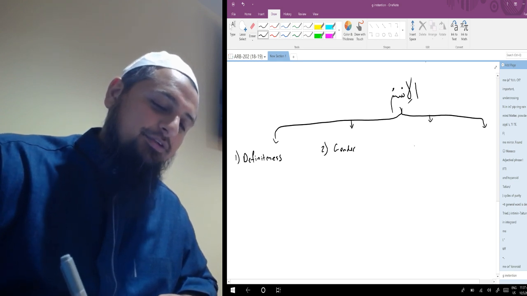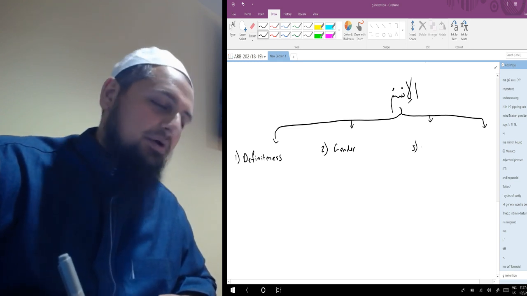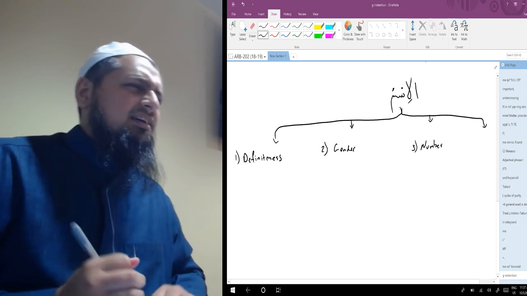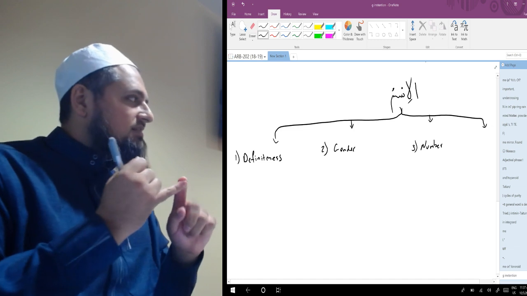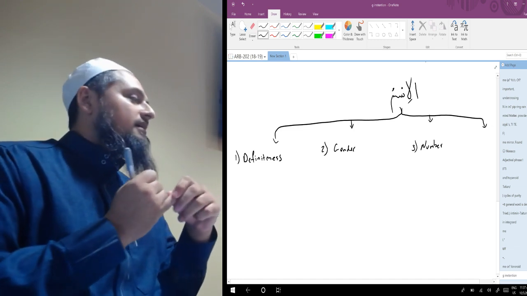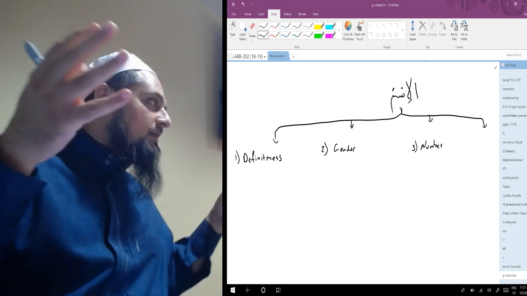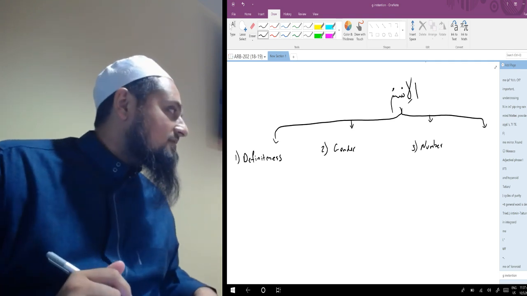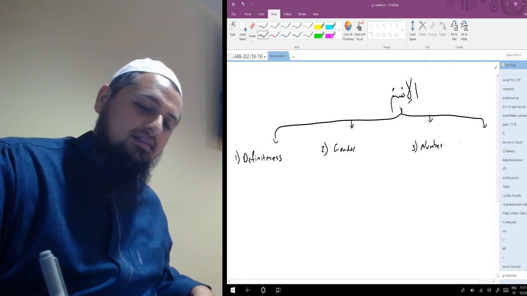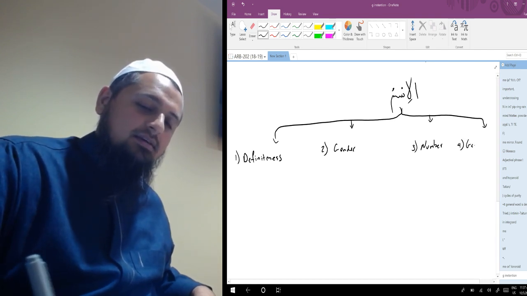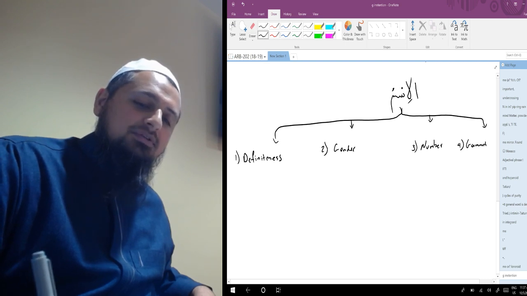Alright. The third is number, plurality. Is the noun singular? Is it talking about one thing? Is it dual? Is it talking about two things? Or is it plural? It's talking about three or more things. And the last is grammatical state. Which grammatical state is the noun in?